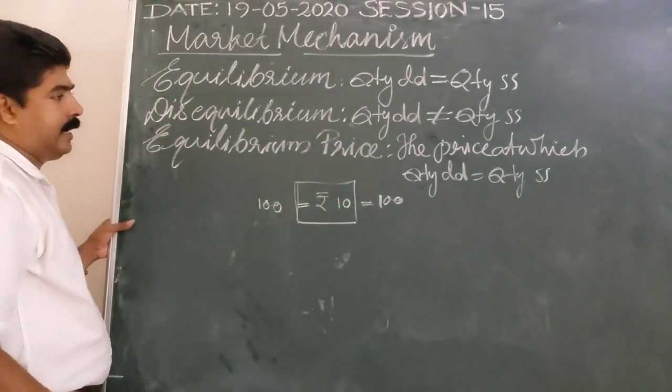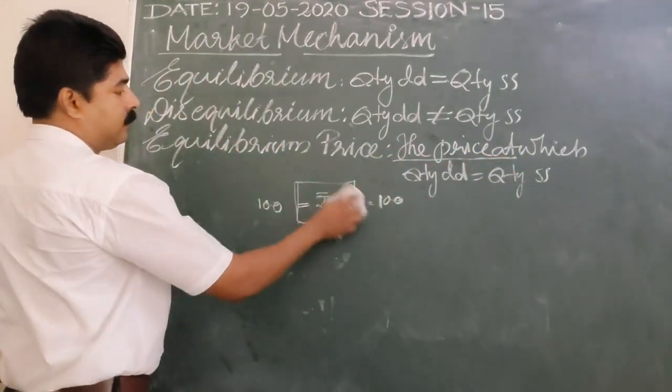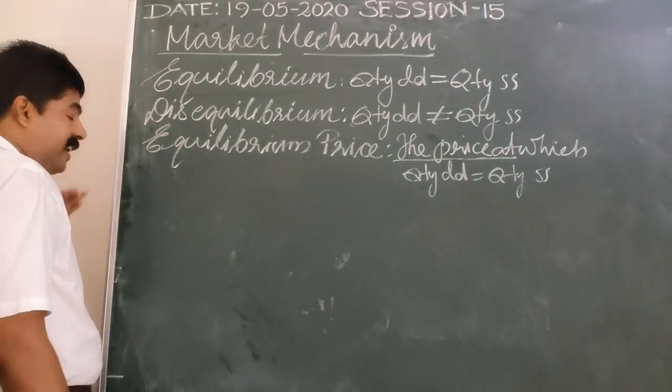So what is equilibrium price? The price at which quantity demanded is equal to quantity supplied.